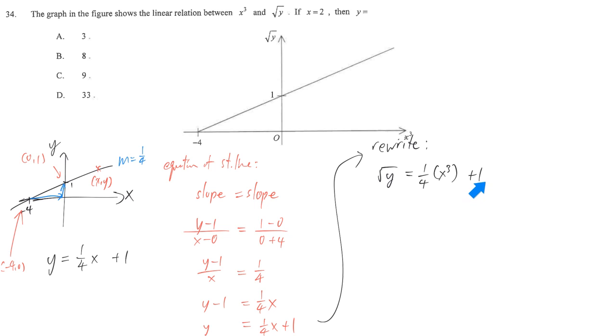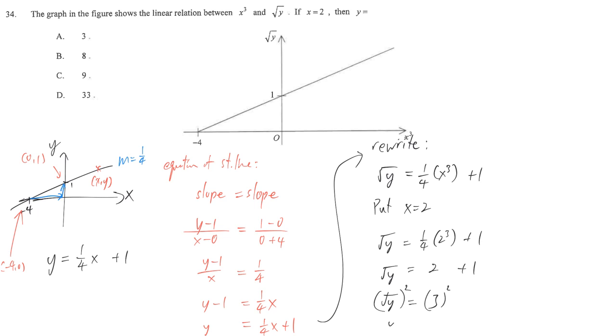We already have the equation between x and y. We don't need to change the subject because they didn't say that we have the formula y equal to something power something. We just simply put x is equal to 2. Consider this situation. This is 2 power 3. So this gives you 2 plus 1. Square root y equal to 3, therefore both sides take square. Then y will equal to 9. So the answer is C.